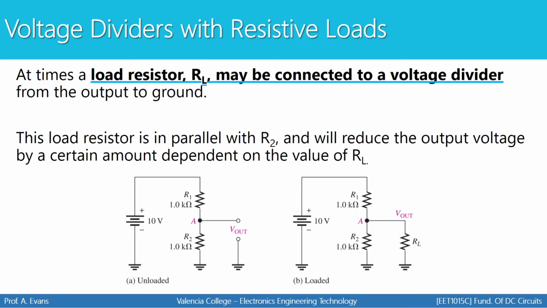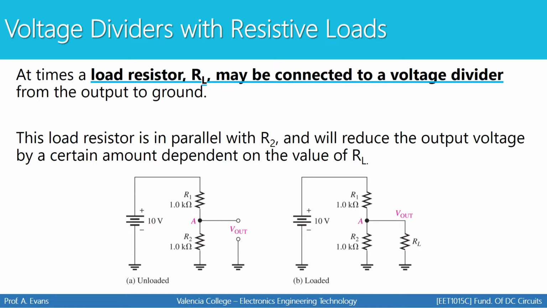Next, we're going to move on to a new concept called voltage dividers with a resistive load. At times, you'll have a load resistor called RL that may be connected to a voltage divider from the output to ground. This load resistor is in parallel with R2 and will reduce the output voltage by a certain amount depending on the value of RL.